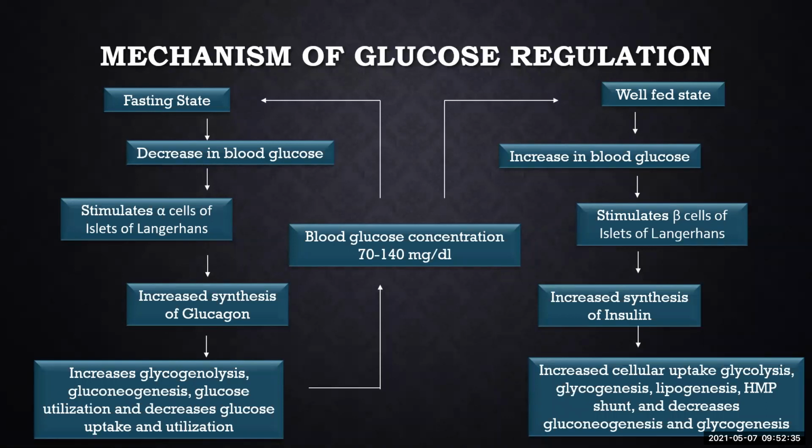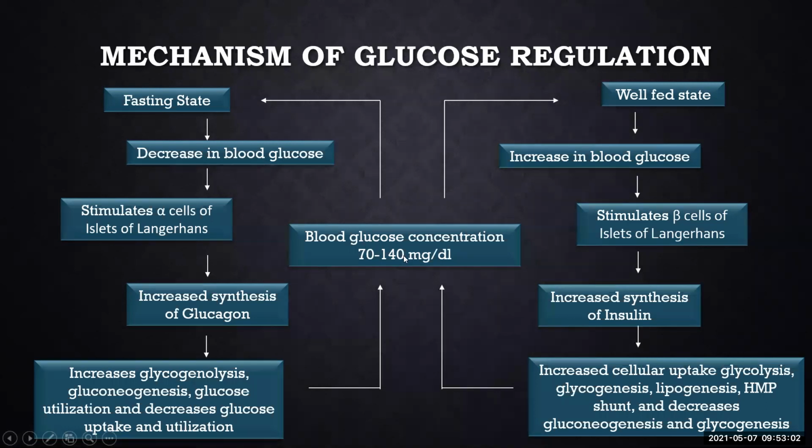It promotes mechanisms which will decrease blood glucose level. At the same time, it will not promote the mechanisms which will increase the blood glucose level. So by all these mechanisms, insulin continues its work till the blood glucose comes back to this range, 70 to 140 milligram per dl.